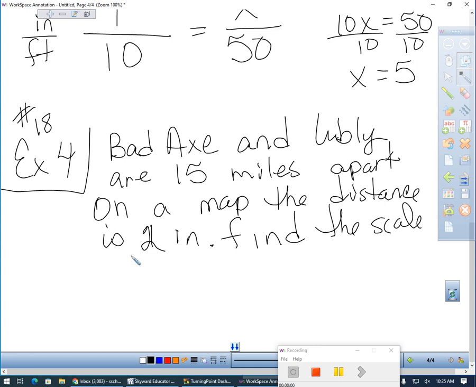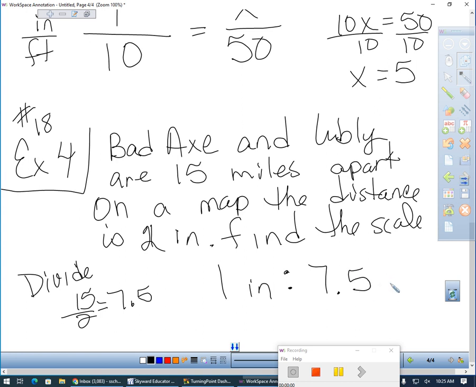So when you're using a scale, it has to be a single unit for the first one, right? It's always like 1 centimeter equals, 1 inch equals. Well, this is 2 inches. So what do you think we have to do with these two numbers? We have to divide them, exactly. So we're going to divide. 15 divided by 2 gives us 7.5. So this is going to be 1 inch to 7.5 miles. That's all you have to do. Just divide them and rewrite it.